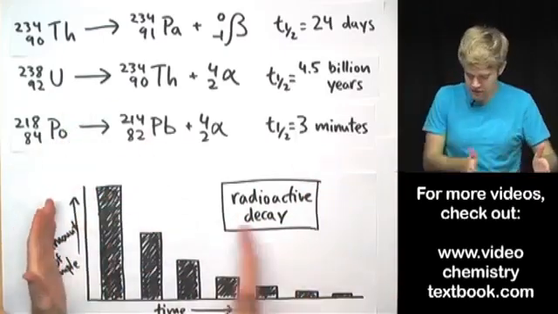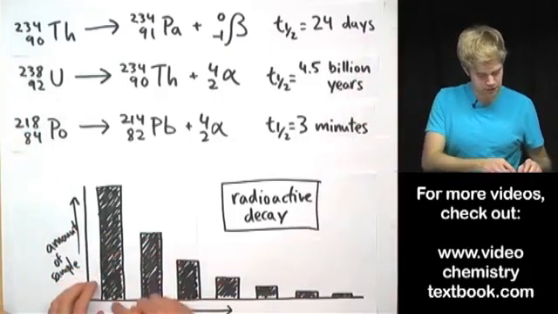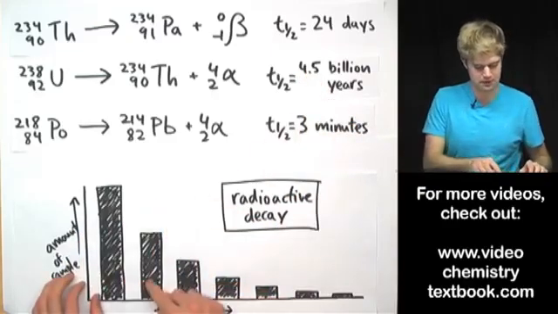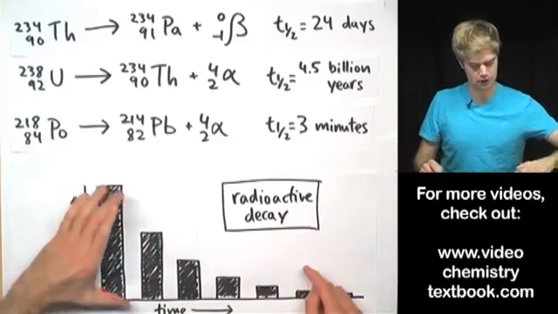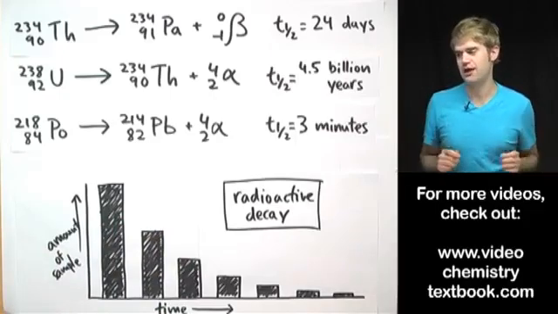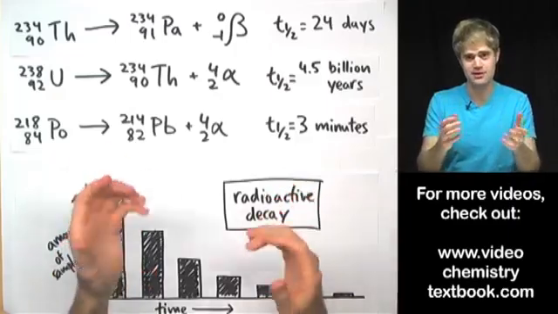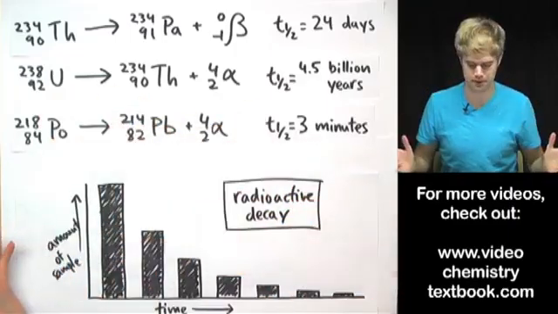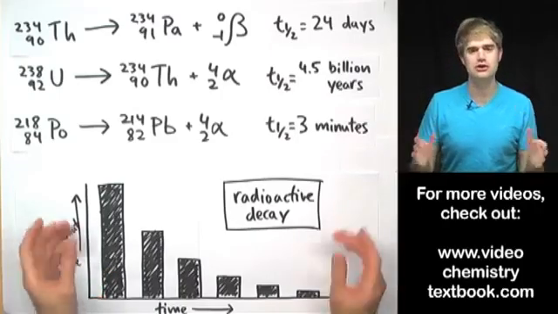Okay? So if this were a graph for uranium's decay instead of thorium, the difference between each one of these bars would be 4.5 billion years, the amount of time between each half-life. And if this were polonium, it would be 3 minutes to go from here to here and 3 minutes to go from here to here. So that is half-life, the time required for half of a sample to decay, to turn into something else, to, as I keep saying, to disappear. Okay, so that's a background on half-life. Now let's do some calculations for half-life.